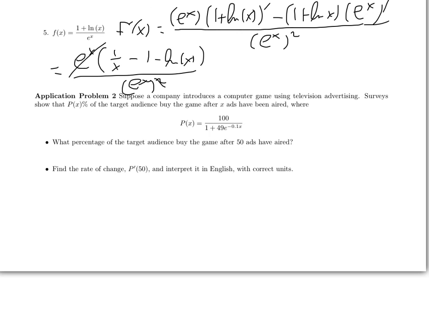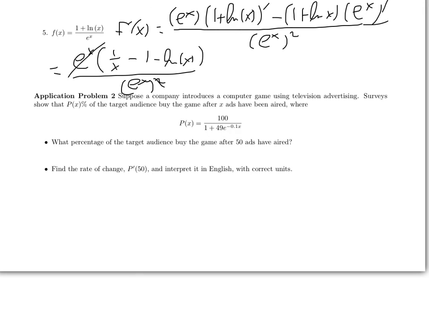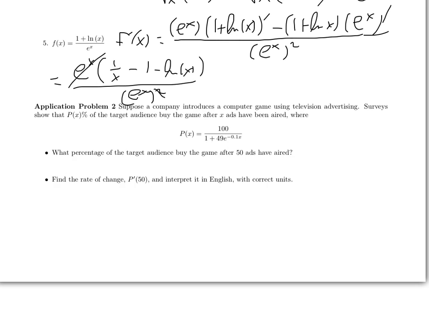The application problem is just like the one on the previous page. The first question is really just asking what is P of 50, and we can do that by just matching up. It says 50 ads, and we look up here and say, oh, that's what x means. And what percent of the target audience? Well, that's what P of x means. So if we just match words, we realize they're asking what is P of 50. That's just a matter of plugging into the formula, and I get 75.2.